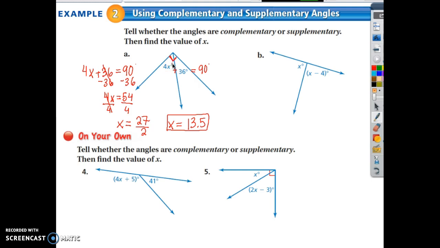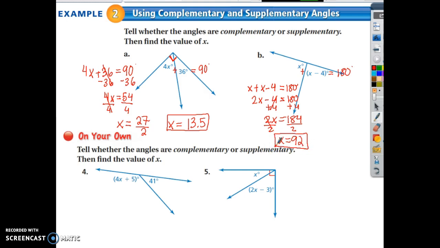In example B, these two angles together make a straight line. Because of that, I know that when I add them, they're going to have a sum of 180 degrees. So I can use that to write an equation. x plus x minus 4 is going to equal 180 degrees. Combining like terms, I've got 2x minus 4 is equal to 180. Adding 4 to both sides, I have 2x is equal to 184. Dividing by 2, I find that x is equal to 92.